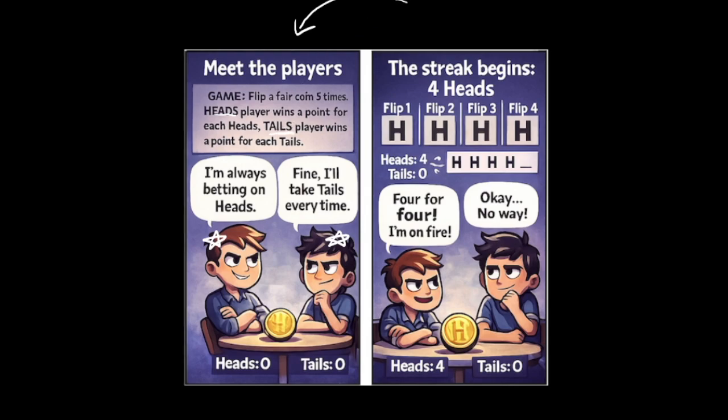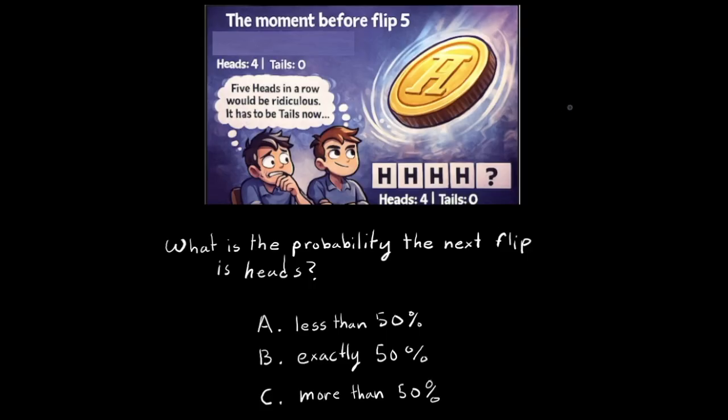So they start playing, and something interesting is happening. On flip one, it's a heads. On flip two, it's a heads. On flip three, it's a heads. And on flip four, it's a heads. So naturally, our heads player is starting to feel very confident. And our tails player is starting to think, there's no way another heads can turn up. So here we are at the exciting moment before the fifth flip.